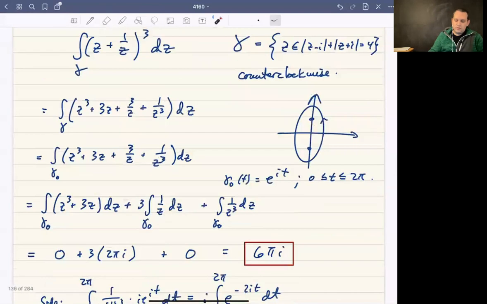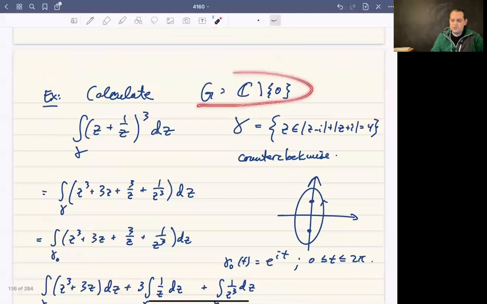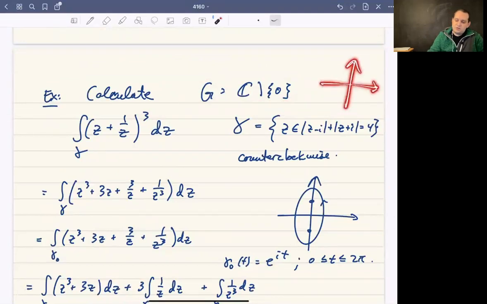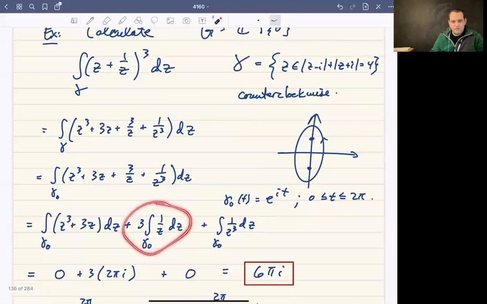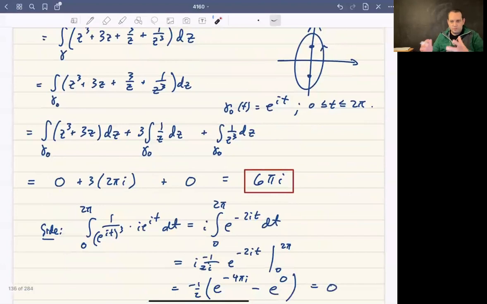Notice that 1 over z does not have an antiderivative on this entire region, because you have to be very careful about what happens. Here's your complex plane. You have to be very careful about what happens over here on the negative real axis. There are problems there. We've talked about that. That's why we have to do branch cuts. So this does not have an antiderivative on that region. Therefore, we have to use the definition. But when we put all the pieces together, this integral turned out to be 6 pi i.